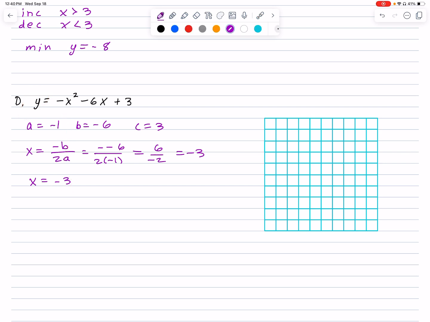Remember, in order to find the something, I'm going to take -3 and plug it in for x because it's going to spit out y. So let's see what we get. y equals negative x squared, minus 6x, plus 3. -3 squared is 9, so this becomes -9. -6 times -3 is 18, plus 3. So we get 9 plus 3, or 12. Okay, that's going to work out fine. It's kind of a big number here, right? So I'm just going to take note of that. Our vertex is -3, 12. Okay?